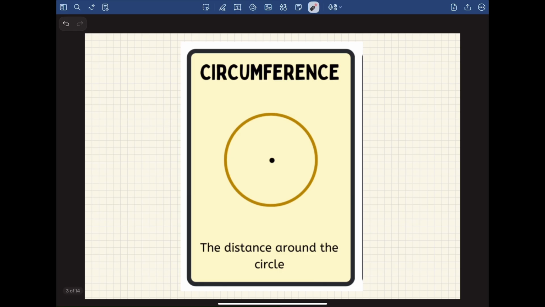So let's begin. What is the circumference of a circle? The circumference of the circle is the distance around the circle. It is like the perimeter of the circle, but we have a special name for the perimeter of a circle. And what is that? The perimeter of the circle is known as the circumference.